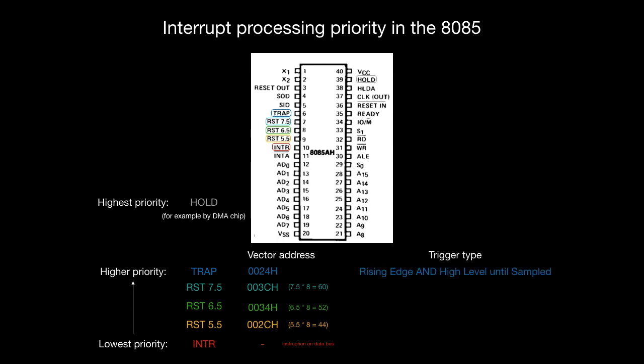So for the trigger type, for the TRAP it's a rising edge and high level until sampled. For the RST 7.5 only a pulse is required to set an internal flip-flop, which generates the internal interrupt request. And for the rest, it's a high level until sampled.